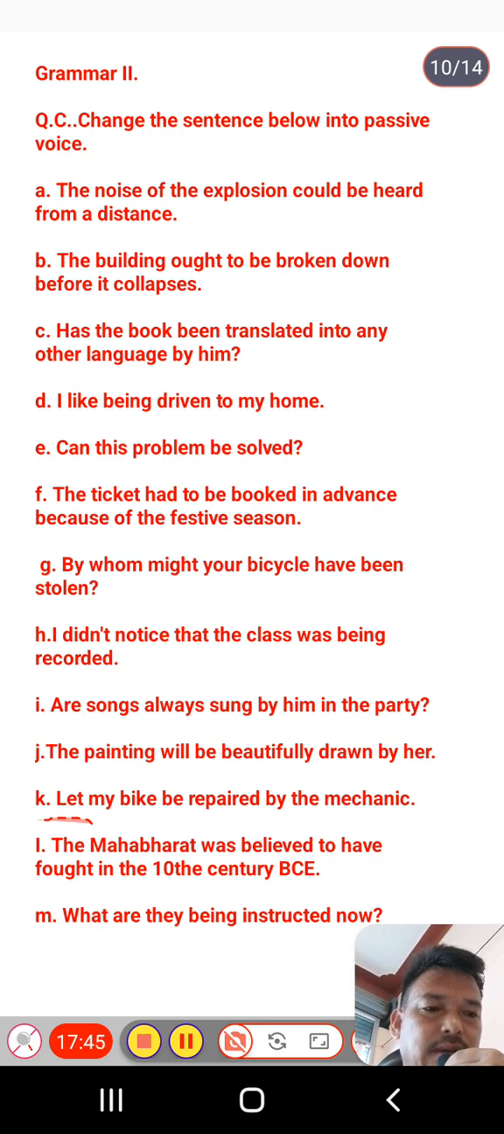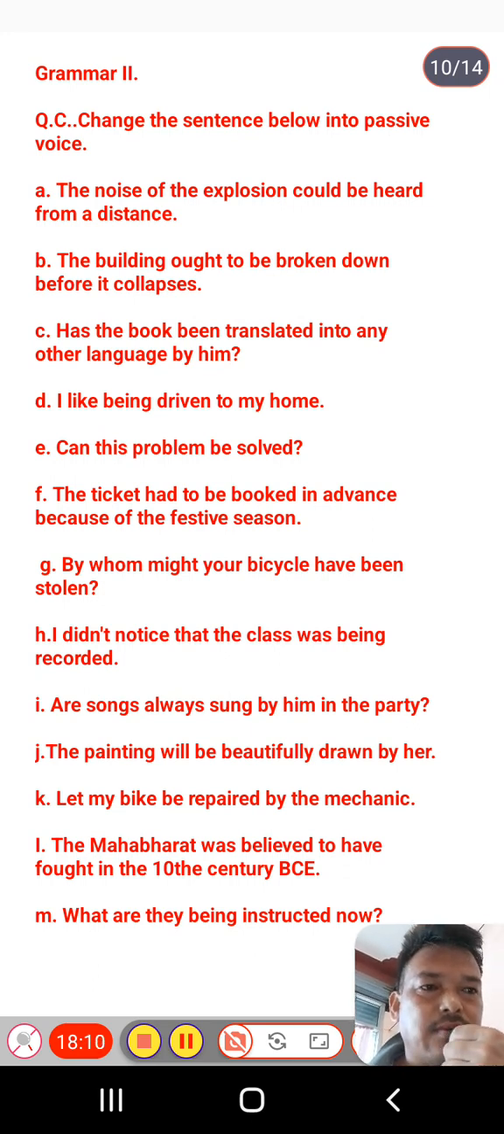Now, let the mechanic repair the bike. Let my bike be repaired by the mechanic. And people believe that the Mahabharata was fought in the 10th century BCE. The Mahabharata is believed to have been fought in the 10th century BCE. The last one, what are you instructing them now? What are they being instructed now?